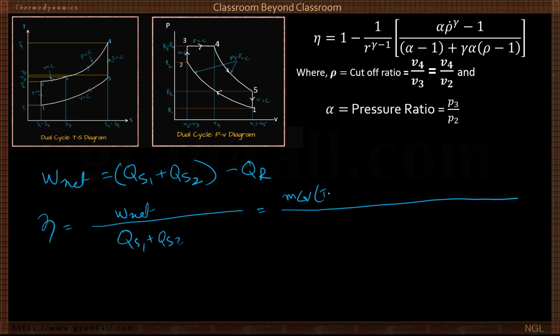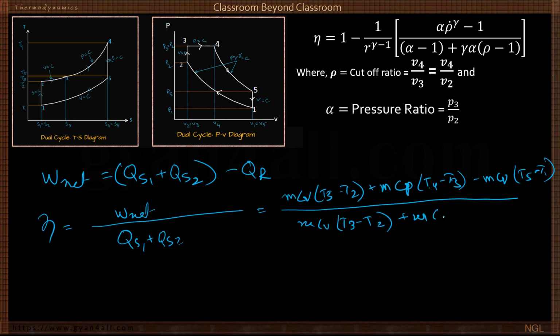m Cv T3 minus T2 plus m Cp T4 minus T3 minus m Cv T5 minus T1, and divided by m Cv T3 minus T2, heat supply, plus m Cp T4 minus T3.